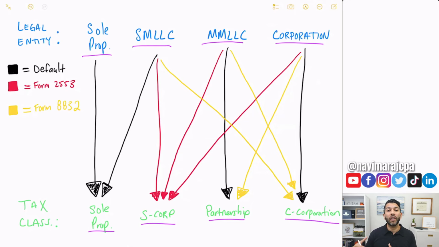But this video was mainly for new business owners to understand the differences between legal entity type, tax classification, and which form that business entity could file with the IRS to have their entity taxed as an S corporation or perhaps even a C corporation or partnership, okay?